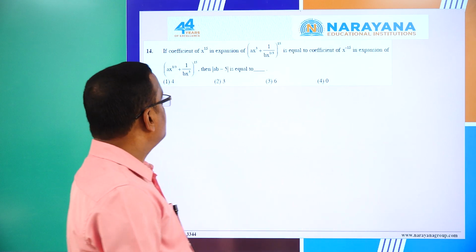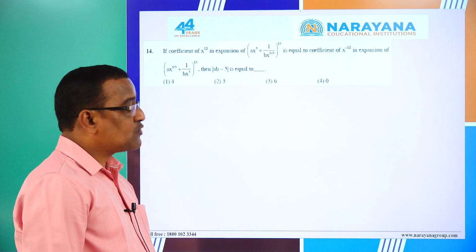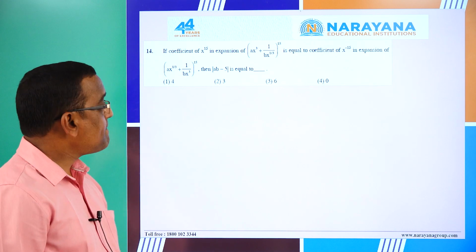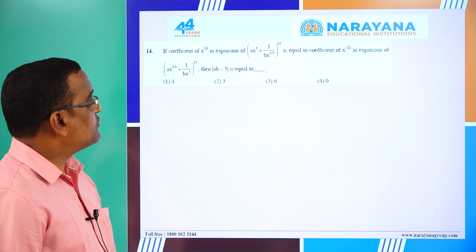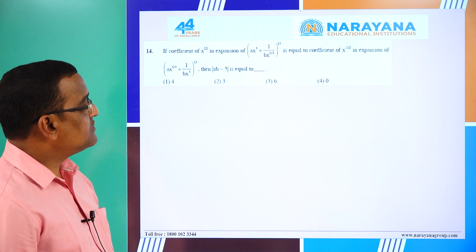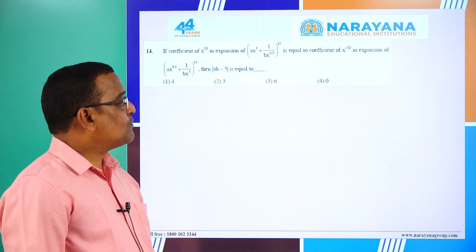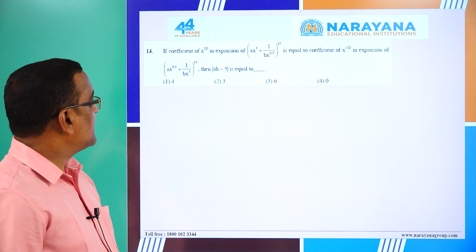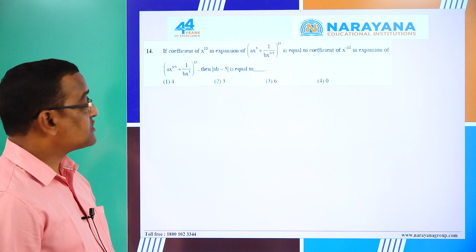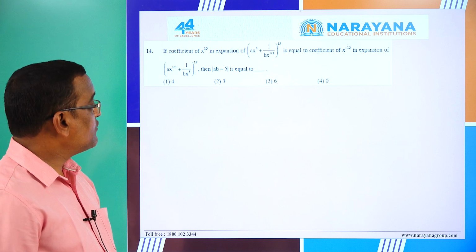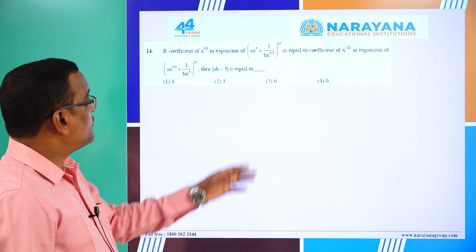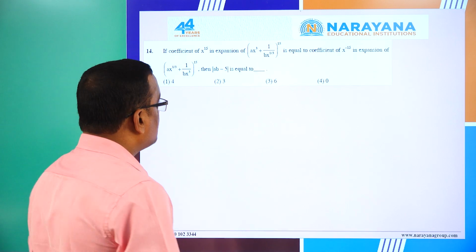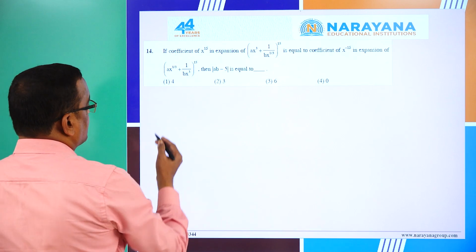And coming to the next: if the coefficient of x^15 in the expansion of (ax^3 + 1/(bx^(1/3)))^15 is equal to the coefficient of x^(-15) in the expansion of (ax^(1/3) + 1/(bx^3))^15, then we want mod of ab minus 5. First, to get the x^15 coefficient in the first expansion, write the general term in the first expansion.